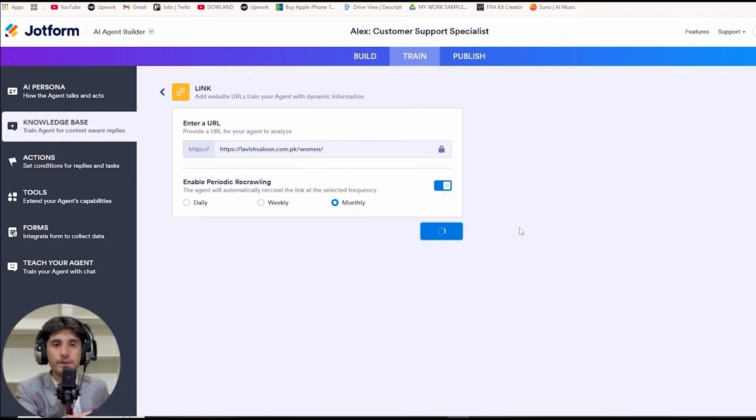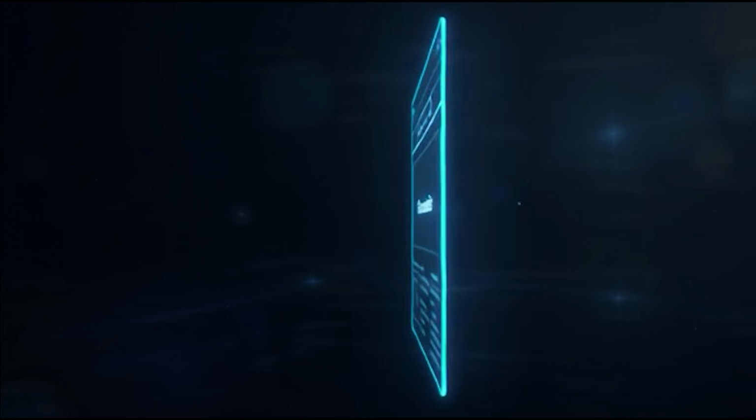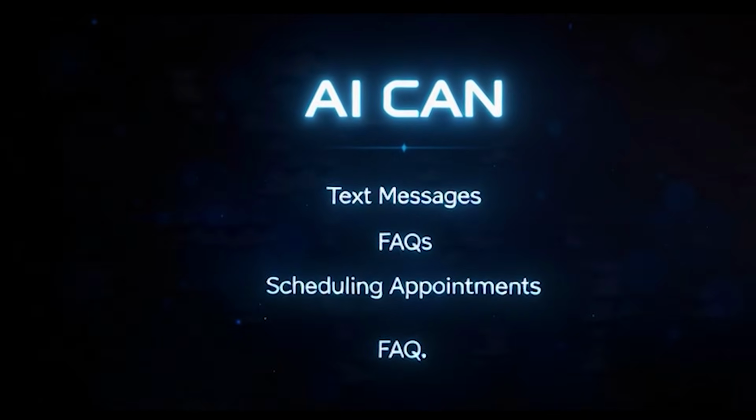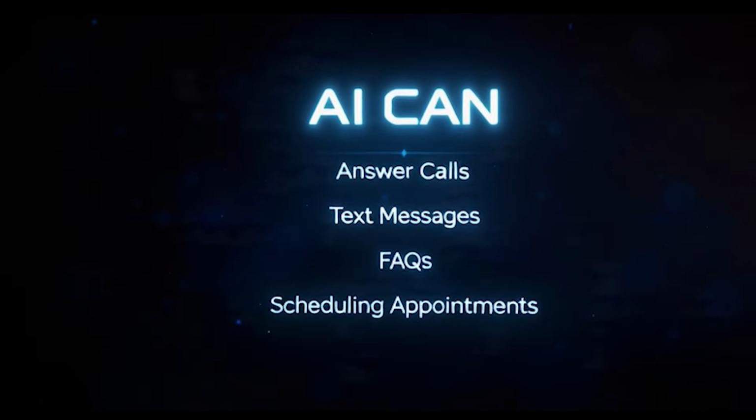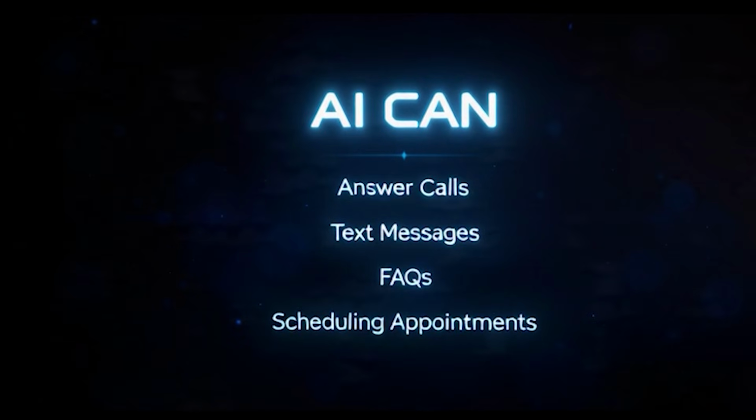So to learn these easy steps, we are actually gonna create an AI agent for a random website. The things we are considering for this agent is the agent will be able to answer calls, text messages, FAQs, and scheduling appointment. So keeping this criteria in mind, let's get started and make our agent.